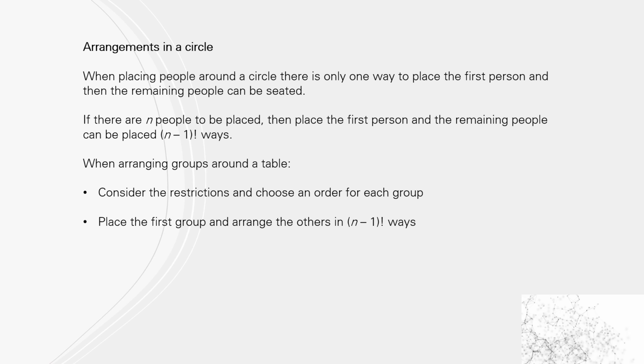So when we actually look at arrangements in a circle, you consider the restrictions and choose an order for each group, and then place the first group and arrange the others in (n-1) factorial ways. So let's have a look at some examples.